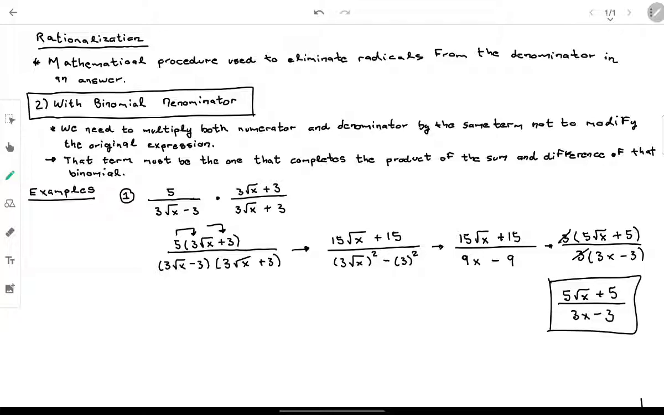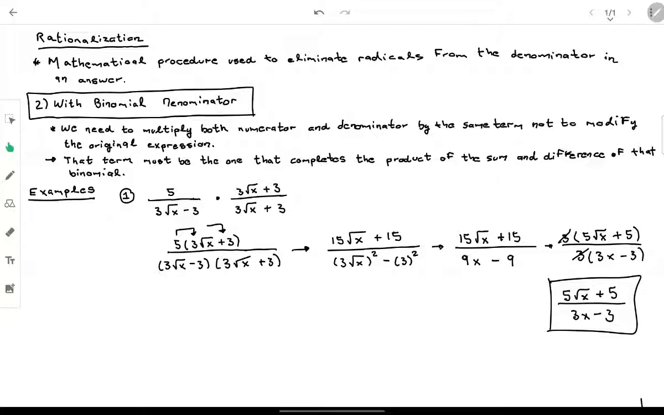So it's a process that is kind of similar to when we have a monomial denominator, but in this case, as I was telling you, instead of multiplying only by the root that completes this one, we need to multiply in order to get on the denominator a product of the sum and difference of a binomial. Because in that case, we have only the root squared and the other term squared, it will be possible to eliminate the root from the denominator, and that way in my final answer I won't have any roots.